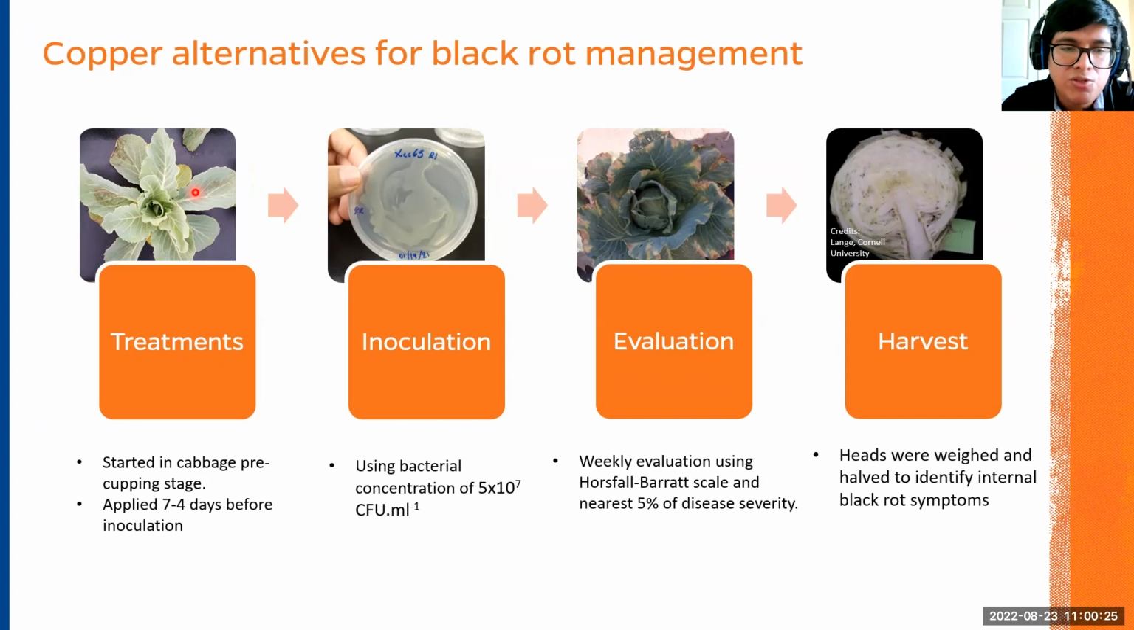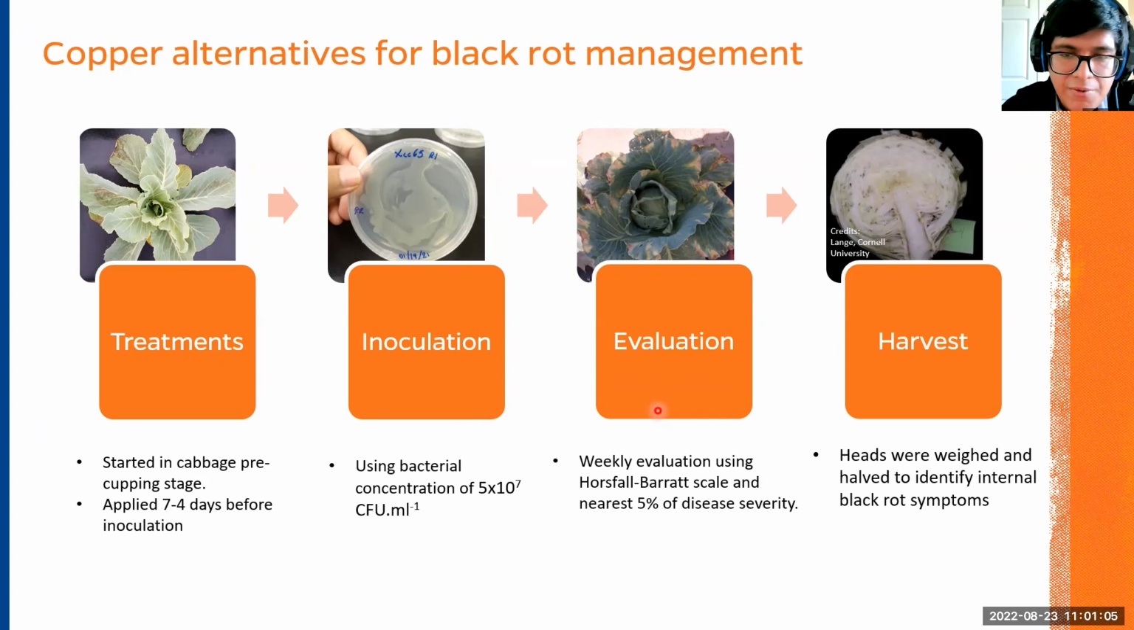After that, we continue the treatment applications weekly for 5 to 6 weeks. The inoculation was done using a backpack sprayer with a bacterial concentration of 5 times 10 to the 7 CFUs per milliliter, and it was performed twice in each trial. The evaluations began 10 days after the inoculation, and we did weekly ratings of the plants, looking for the percentage of disease severity in each of them.